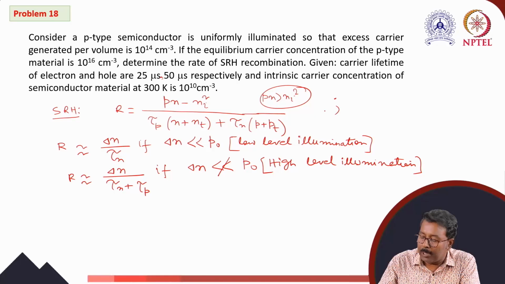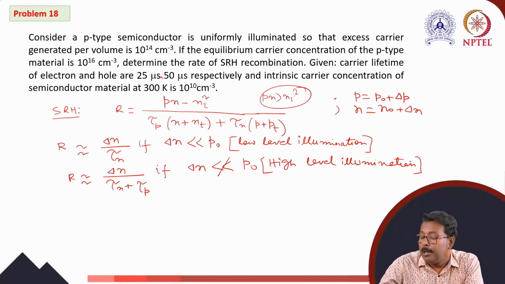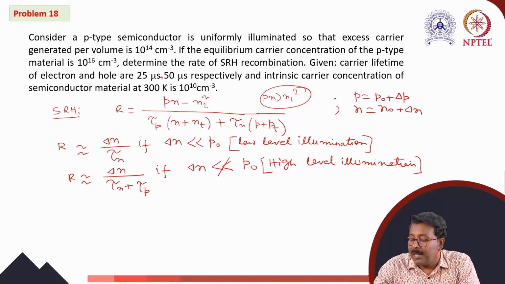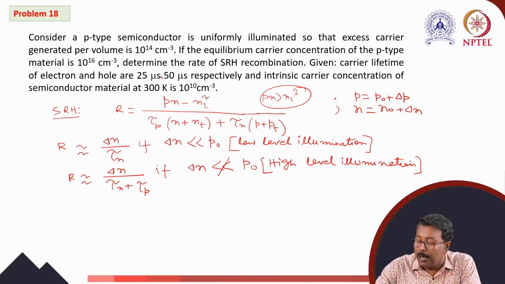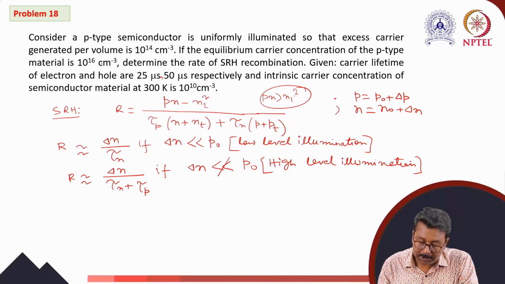You know that P is equal to P0 plus delta P, and N is equal to N0 plus delta N. Delta N is the photogenerated excess electron density, and delta P is the photogenerated excess hole density. How can you calculate this? That can be calculated from the excess carrier generated per volume, which is 10 to the power 14 per centimeter cube. So delta N will be 10 to the power 14, delta P also 10 to the power 14, but P0 is given as 10 to the power 16.